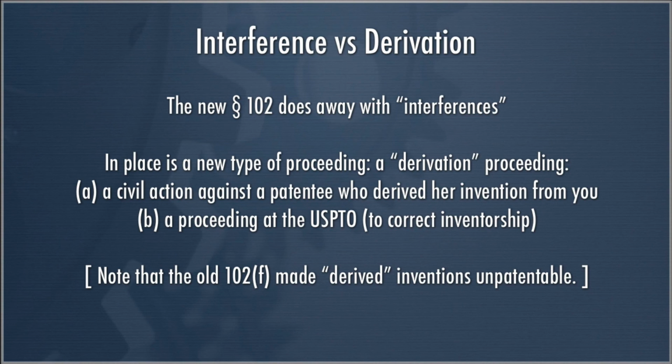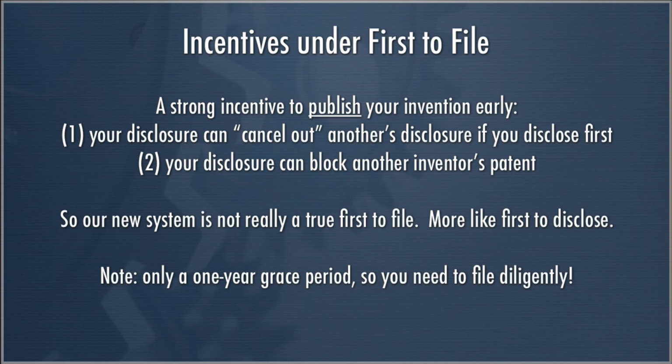Instead, it's about derivation. It's about did they, meaning the competing patentee, somehow get the information about the invention from you as opposed to doing it or making it themselves, right? So the old 102F made derived inventions unpatentable, right? So it's similar to that. So this is not an entirely new concept to the patent law, but it is something that does away with interferences, institutes this new proceeding that we call derivation, and it'll be interesting to see how this all plays out.